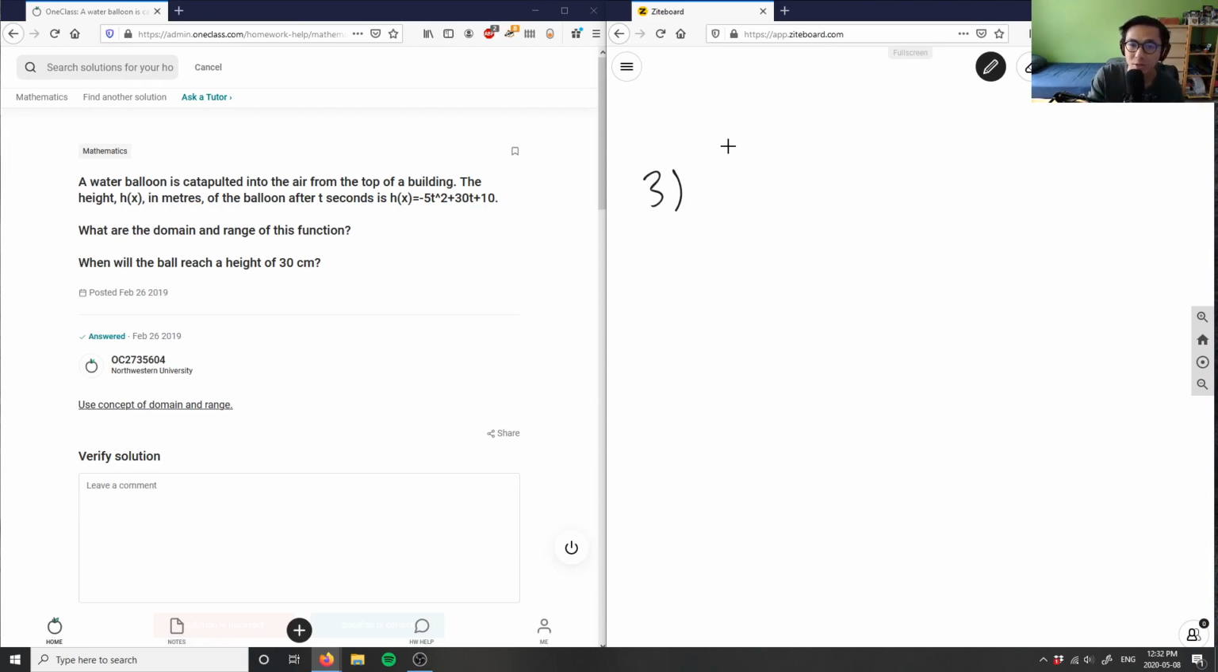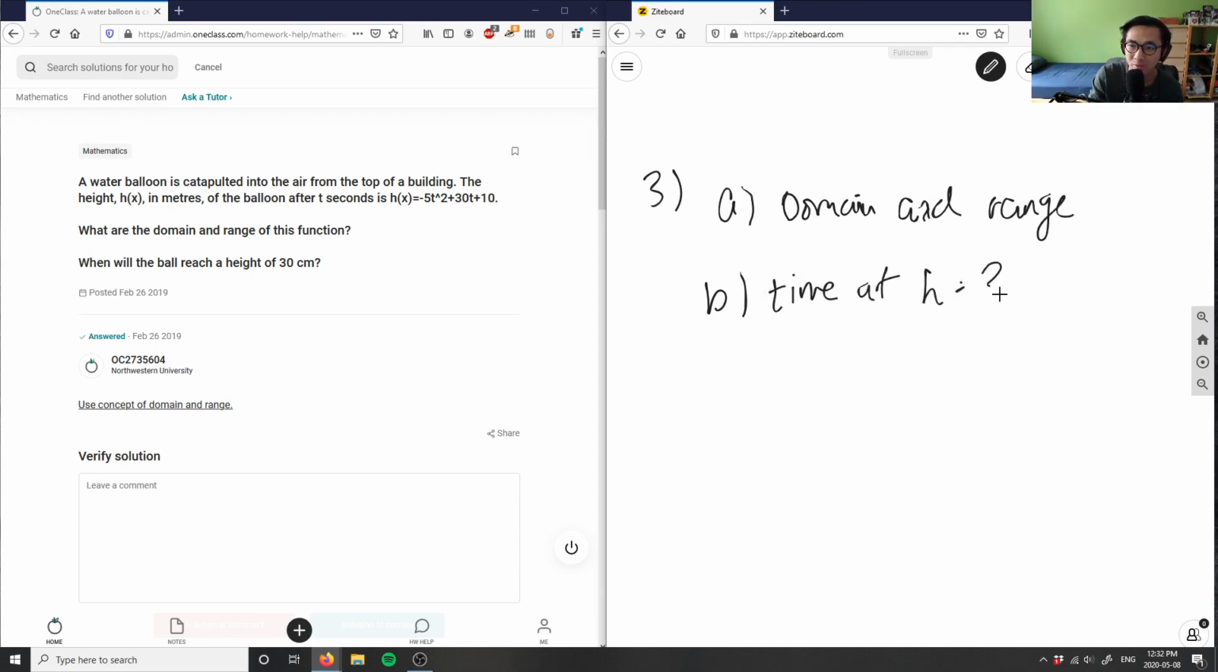So let me write this down first. Part A is asking us domain and range, right? Domain and range. And then B is asking us time at height equals 30 centimeters. I'm using h here as height. So now let's do the domain and range first.